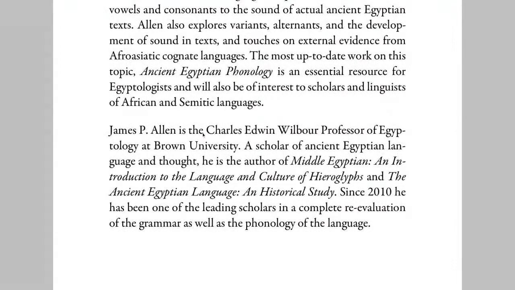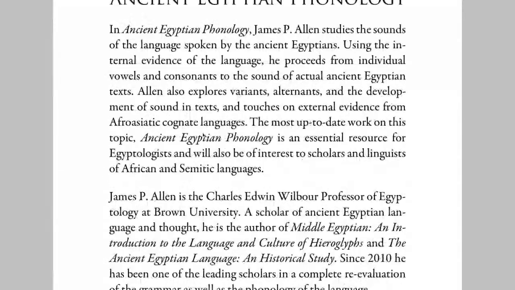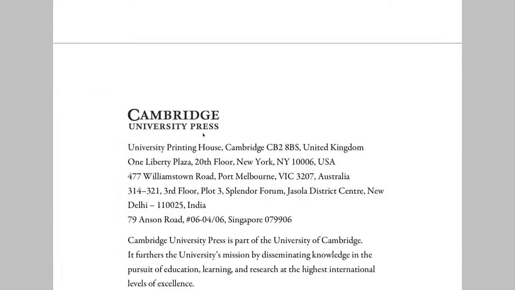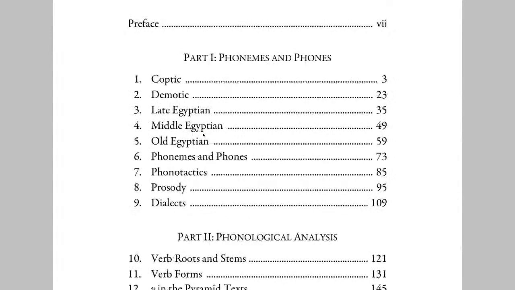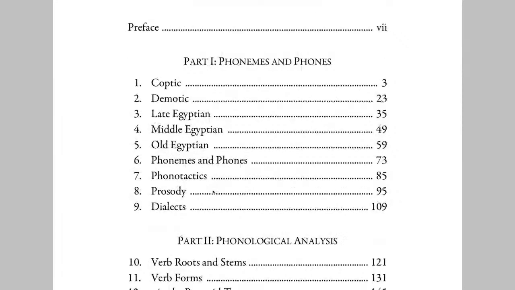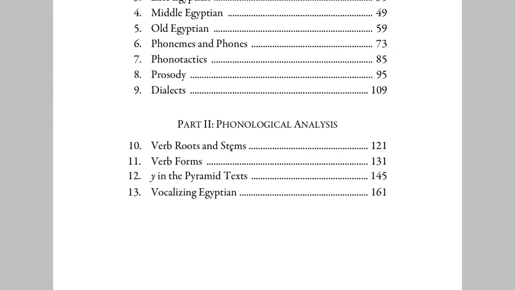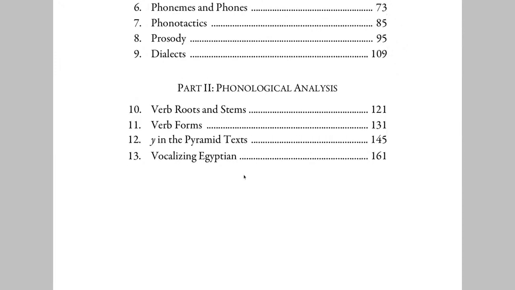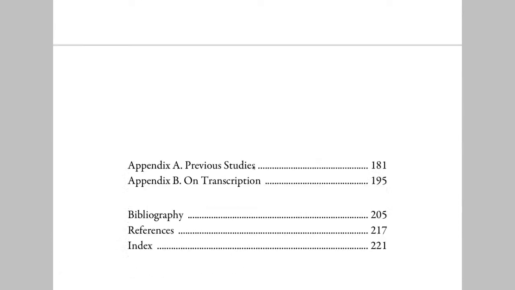It gives a little brief breakdown of the book. Again, James P. Allen, Cambridge University, is broken down into the two parts, as I said before. There's a preface, and then part one, phonemes and phones: Coptic, Demotic, Late Egyptian, Middle Egyptian, Old Egyptian, phonemes, phones, phonotactics, prosody, and dialects. And then verb root stems, verb forms, why in the Pyramid Texts, and vocalizing Egyptian. And then previous studies as Appendix A, and transcription as Appendix B.